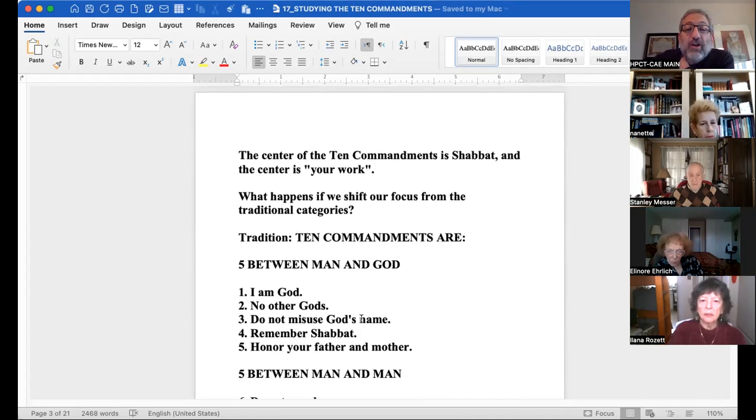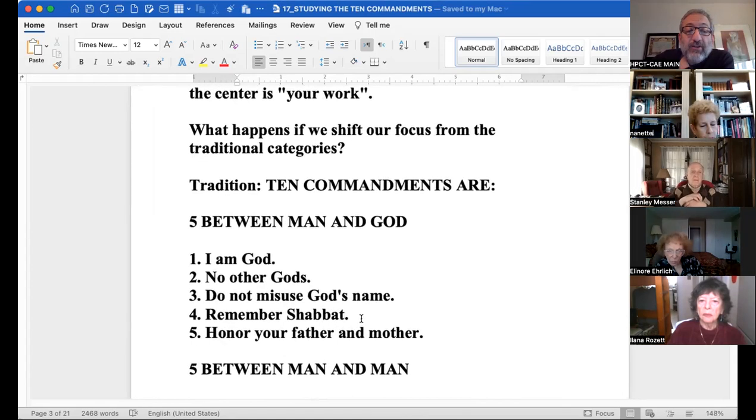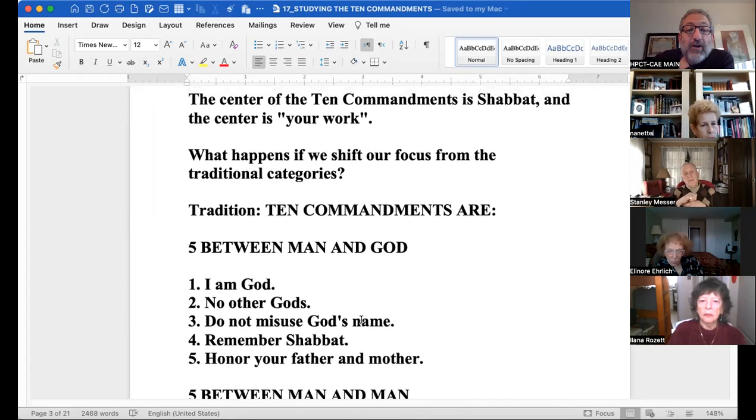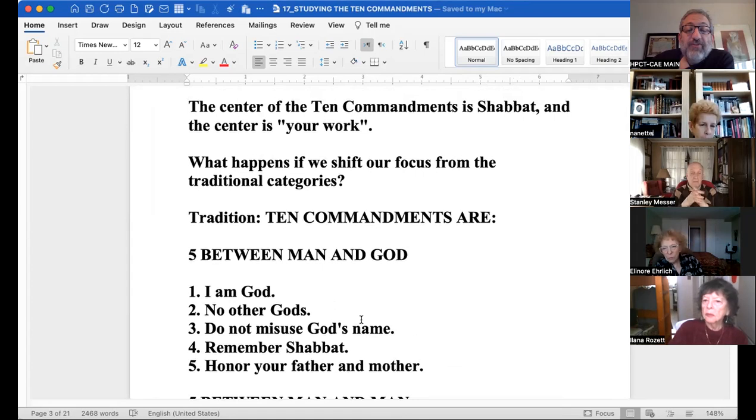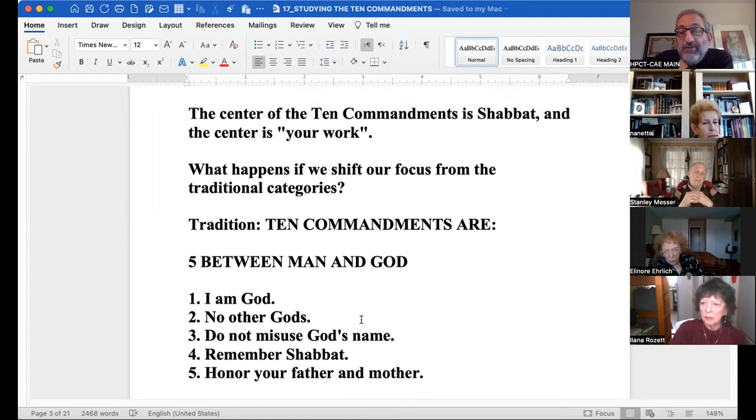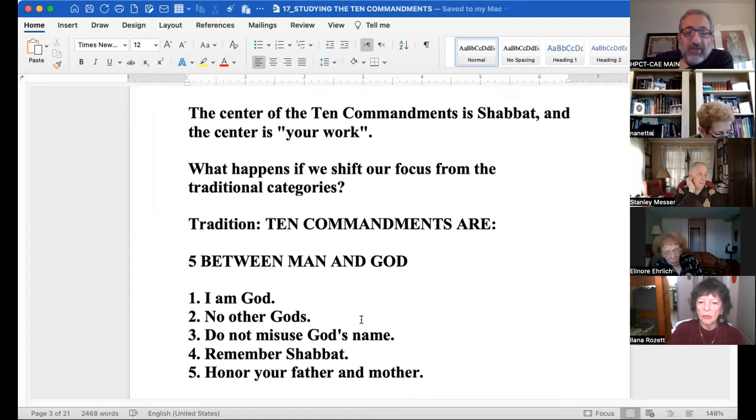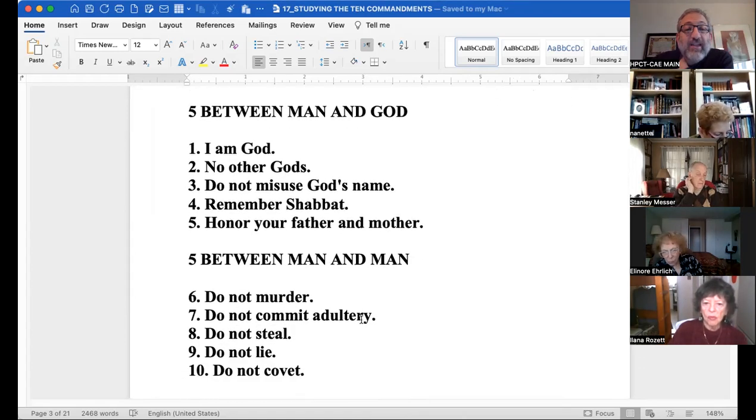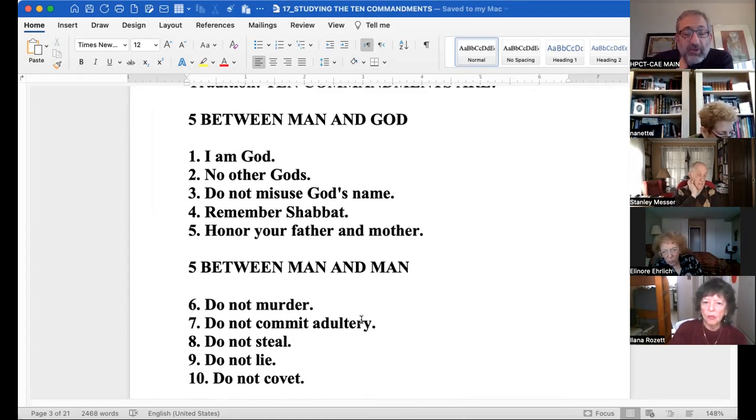What happens if we shift our focus from the traditional categories? In the traditional categories, the Ten Commandments are five commandments between man and God, and they are the first five. I am God. You shall have no other gods. Do not misuse God's name. Remember Shabbat. Honor your father and mother. And of course, we could give a lecture on each one of them, as I've done in the past. And the second category is commandments between man and man. Do not murder, do not commit adultery, do not steal, do not lie, do not covet.